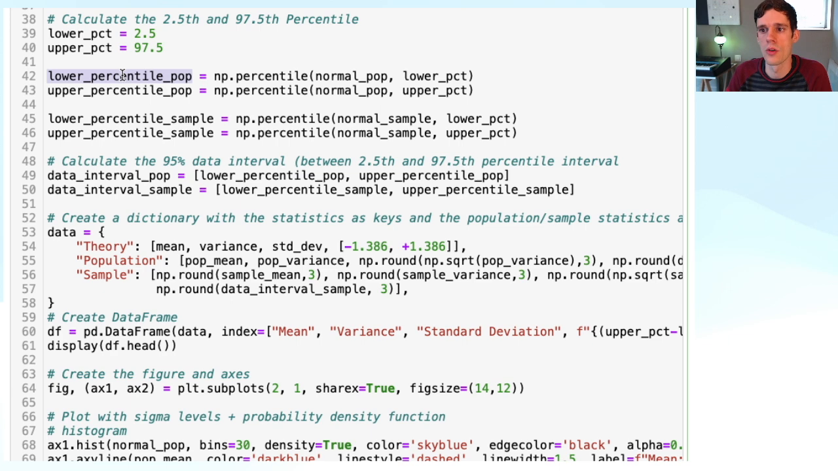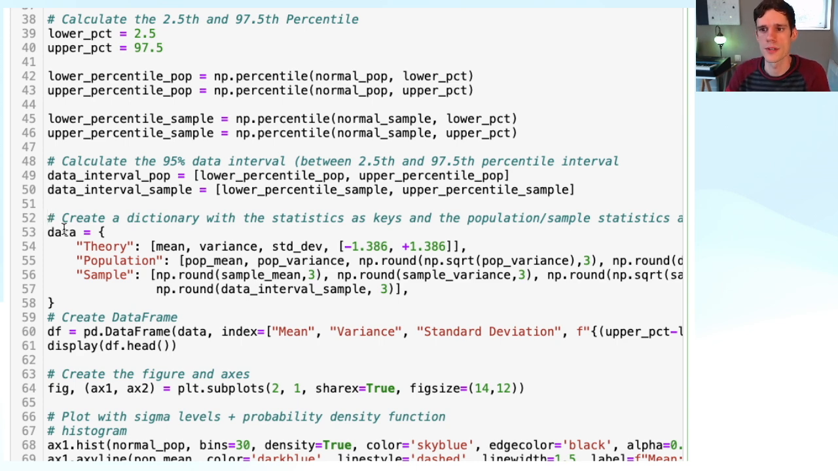Then the lower percentile of our population is the np.percentile, normal population, and 2.5. Same for the upper percentile of our population, which will be numpy.percentile, normal population, and 97.5. Now, exactly the same, of course, for our sample. And this gives us the 2.5th and the 97.5th percentile. These we then can use to make our data intervals. Namely, each data interval is just going from the lower percentile to the upper percentile. And this is how we very quickly computed the basic statistics, now including the data interval, for both population and sample. And we want to bring them together in a data frame to just compare them.